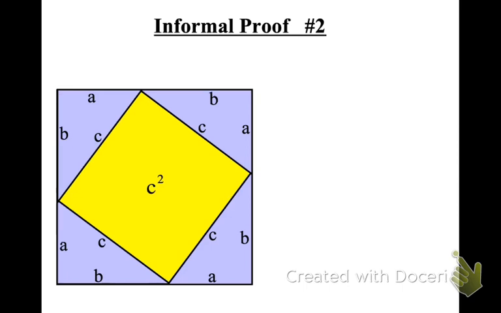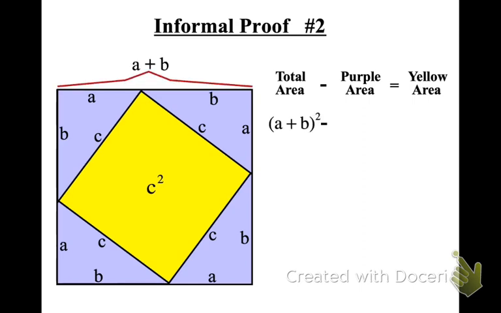Here's another one. We can take the total area, A plus B, times A plus B. So the quantity A plus B times the quantity A plus B. And we can subtract out the purple area and we'll get the yellow area. So the whole area is (A plus B) squared. The purple area is 1/2 A times B, times 4, right? The area of a triangle is 1/2 the height times the base, so it's 1/2 the height times the base times 4, and it should equal the yellow area, which is C squared.